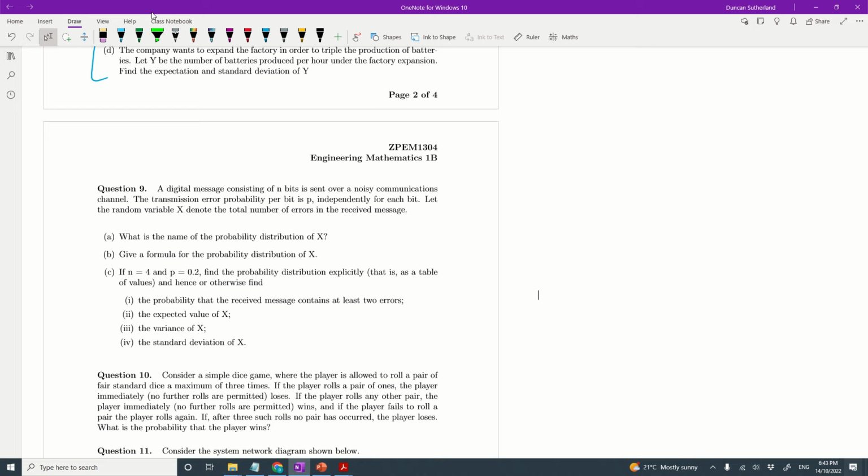These are independent trials. They're repeated independent trials where each trial can either be an error or not be an error. So it's a binomial distribution. All right, so the answer to A is binomial.